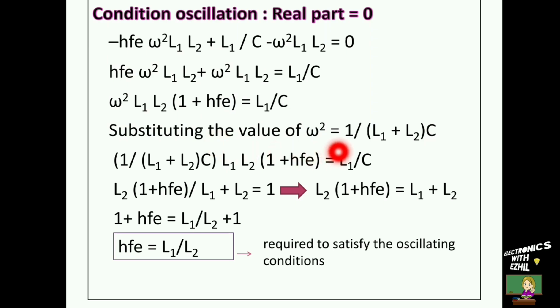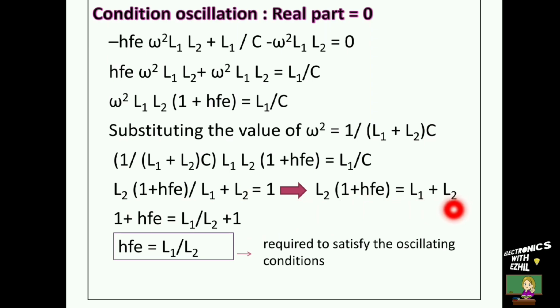Now we'll substitute omega square which was found in the previous slide. Omega square is replaced by 1 by L1 plus L2 into C. The remaining terms are written as they are. After simplification, it becomes L2 into 1 plus h_fe divided by L1 plus L2 equal to 1. We'll do cross multiplication. It becomes L2 into 1 plus h_fe equal to L1 plus L2.